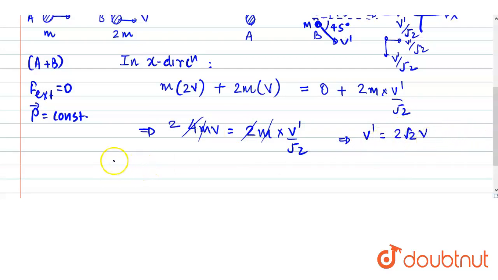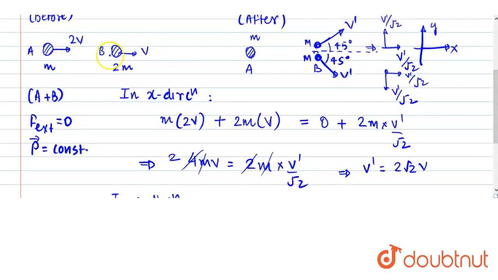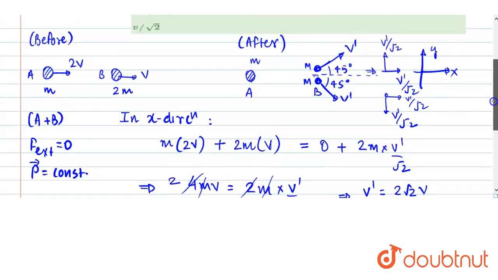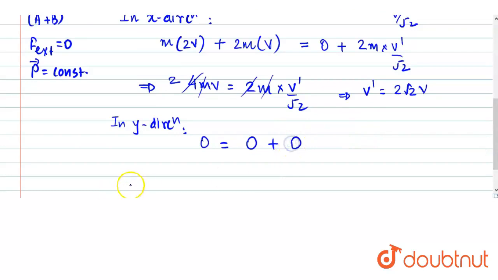And in y direction also we can see the momentum. Since A and B do not have any velocity along the y direction, the initial momentum is 0. And finally A is at rest, its momentum will be 0. The B particles have m into v dash by root 2 in plus y direction, but at the same time m into v dash by root 2 in minus y direction as well. So the final momentum as a whole will be 0.